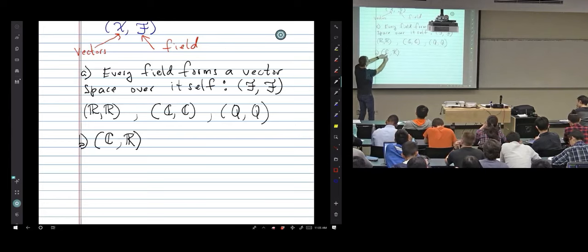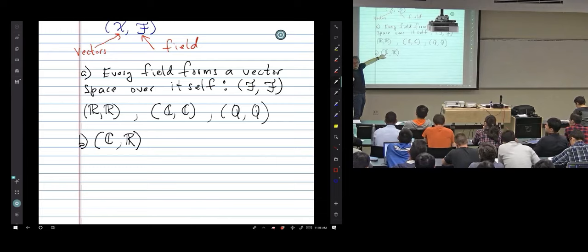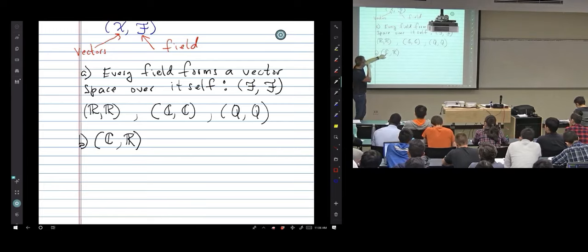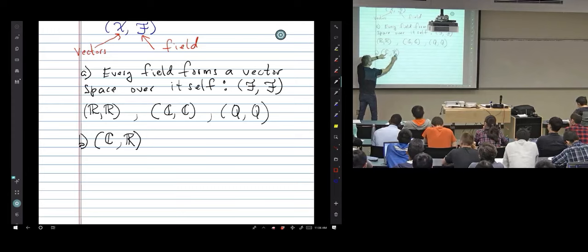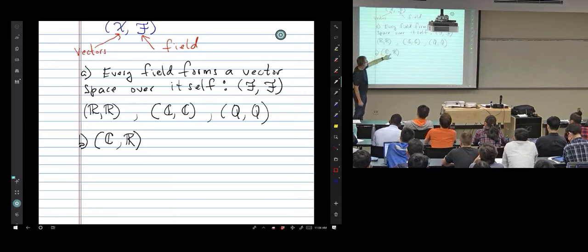Do I know how to do vector addition in the complexes? Yes, I use the same definition of how I add complex numbers as a field. It's the same definition. Do I know how to do scalar times vector multiplication? Can I take 7 and multiply it by 4 plus 6j? No problemo, okay? And I get a vector. So this forms a vector space.